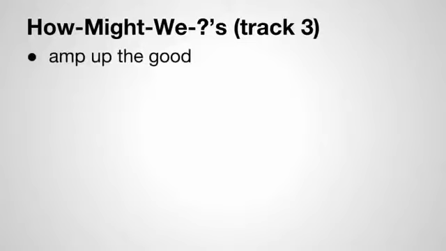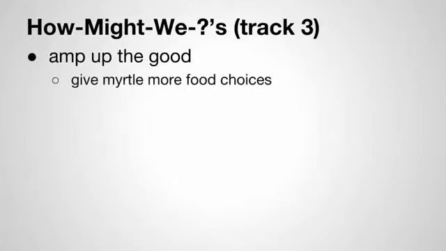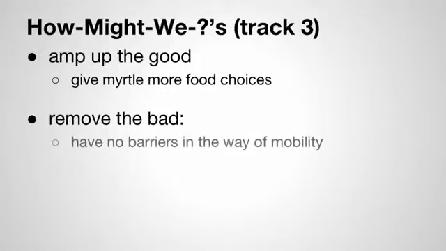One of them is amp up the good. So in other words, it's good that there are food choices. How else might I give Myrtle more food choices than she already has from what she can see? Another prompt is, how can we remove the bad from the experience? How can we have it so there are no barriers in the way of mobility? Maybe there are no stations, maybe there's nothing physical. What are some ways that we can think about that?